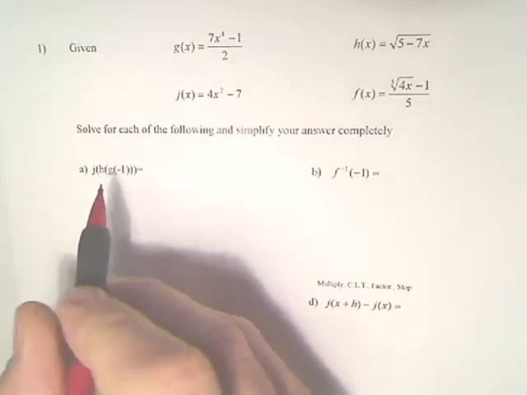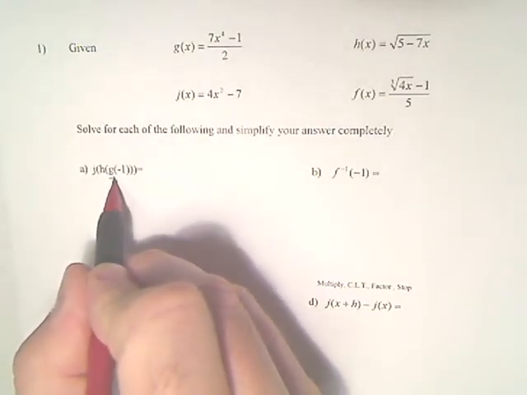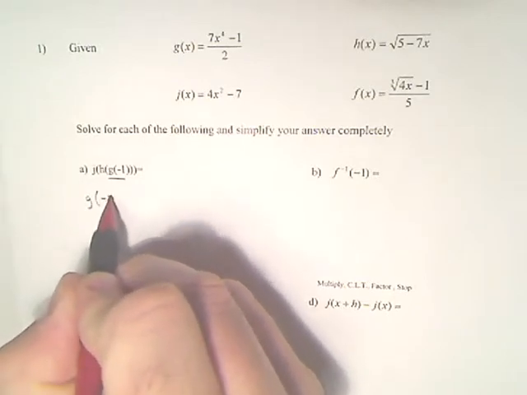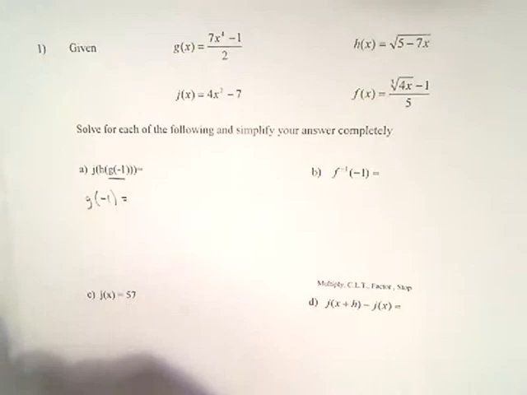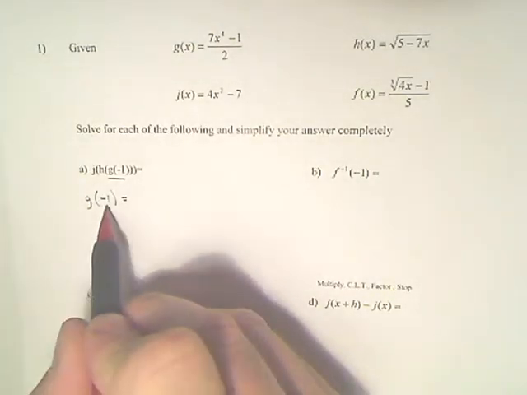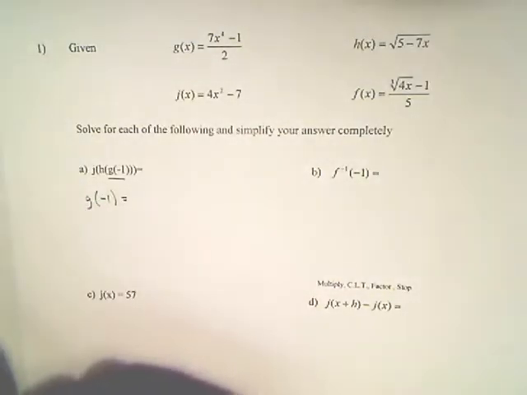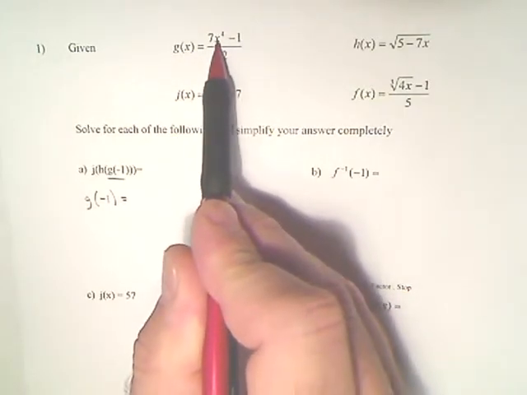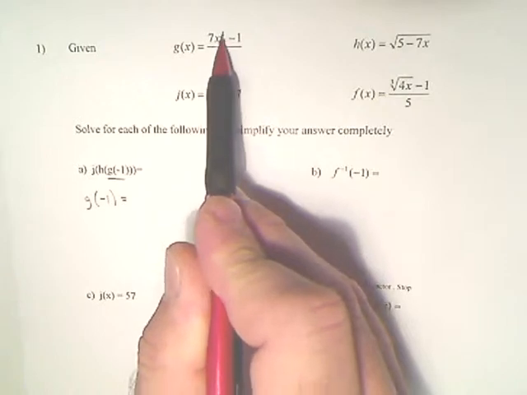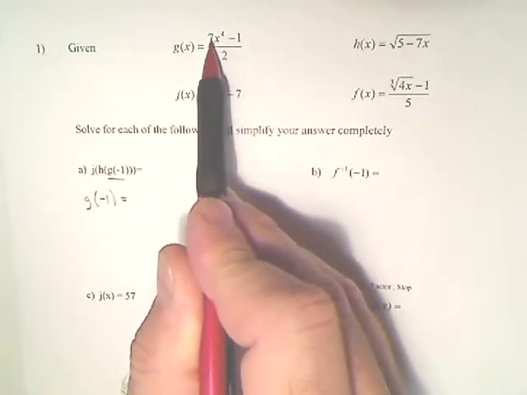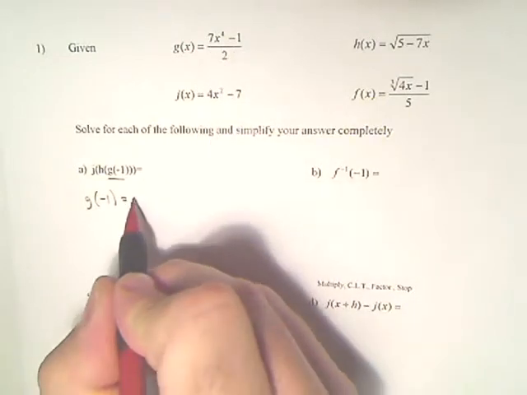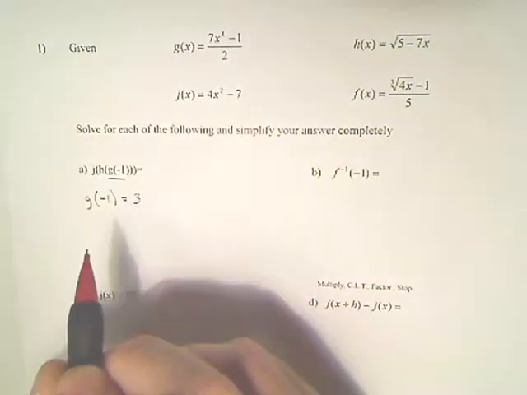So to start this particular problem, you just need to figure out what is g of -1. Think of it as just this problem only. So this just means stick -1 into the g function, which is located here. So -1 will be placed in for that x. -1 to the 4th power is +1. +1 times 7 is 7. 7 minus 1 is 6. 6 divided by 2 is 3. So the answer to that part is 3.